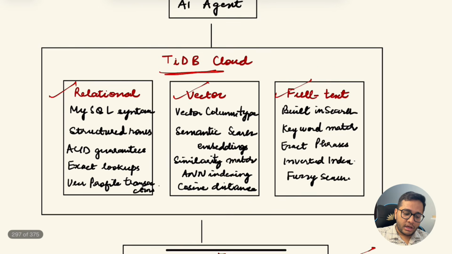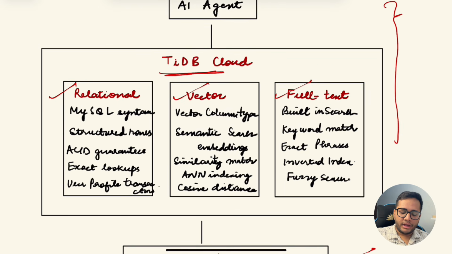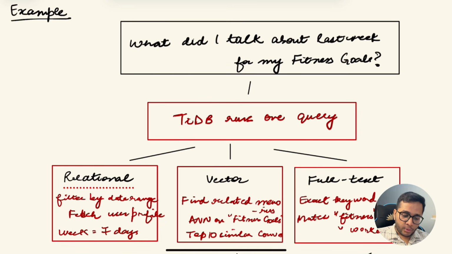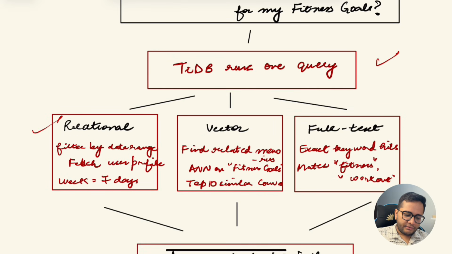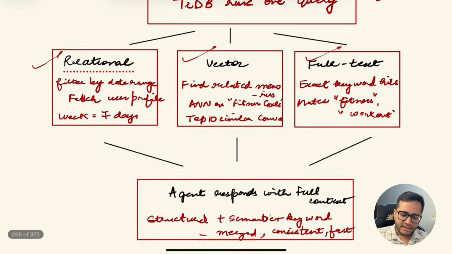And we are going to see how this TiDB Cloud, which is backing the Mem9 that we'll use in our OpenClaw, saves us from a lot of problems, including the consistent, persistent memory problem that we saw just before this. Also, as one more example, your agent gives this query: what did I talk about last week for my fitness goals? TiDB runs this one query. Three different things can happen: relational, vector, and full text. All of this is combined and your agent gets the full context.